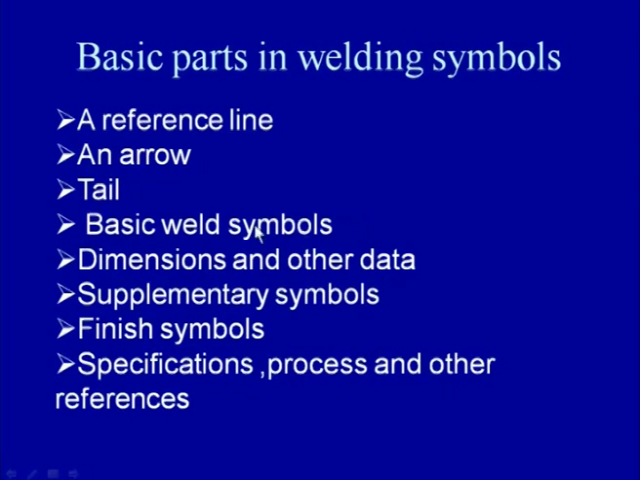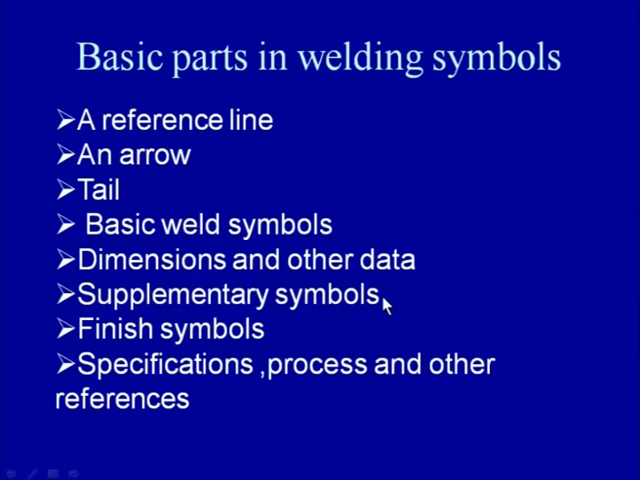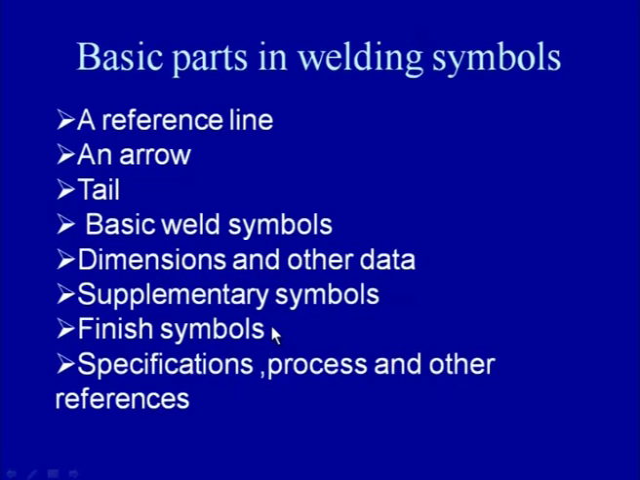Then apart from this, it shows the basic welding symbols, which show the type of weld to be made, the dimensions of the weld and the pitch of the weld, and other data related to the weld to be made. Then the supplementary information, like the kind of contour, kind of finish, the groove angle, the pitch, the location where the weld is to be made, the finish symbols, the specification of the process, and other references are provided with the help of the weld symbol.